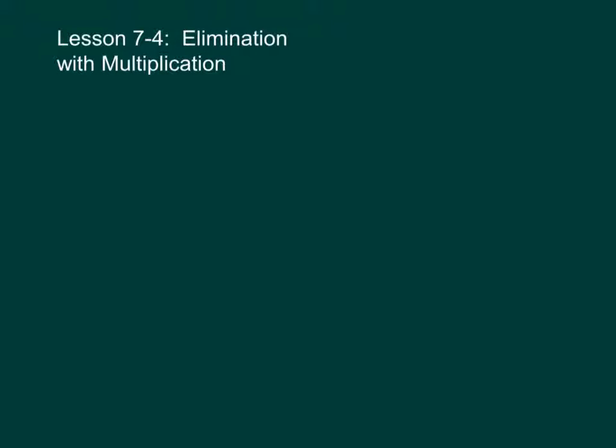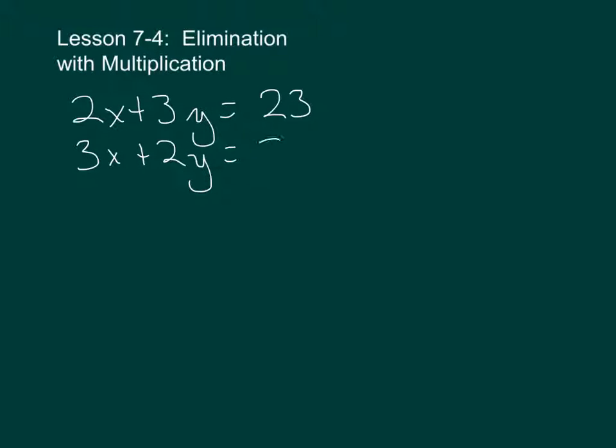Okay, so today we're going to talk about elimination using multiplication. This is similar to the elimination method that we have been doing, except it's used in cases such as these. If we have an equation 2x plus 3y is equal to 23, and another equation 3x plus 2y is equal to 37, we can tell by looking at these that subtracting won't do any good. We can also see that adding won't do any good. In neither case will those eliminate a variable.